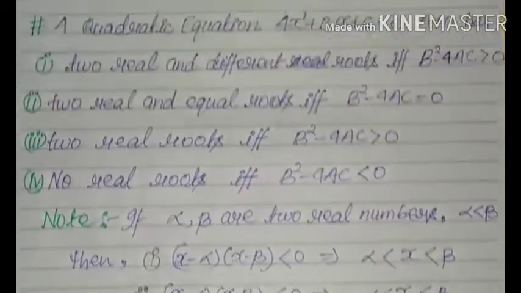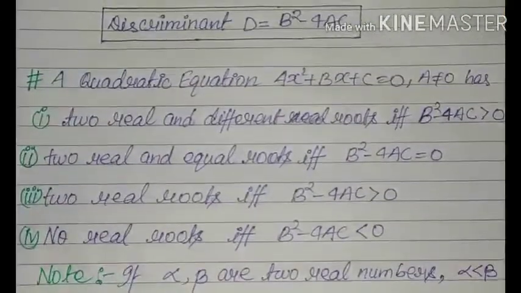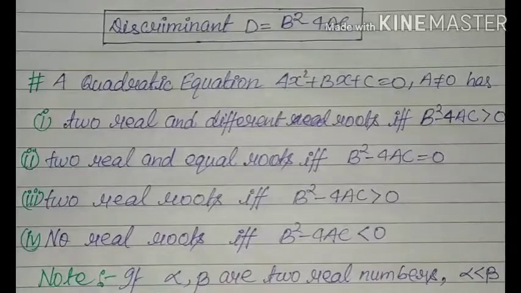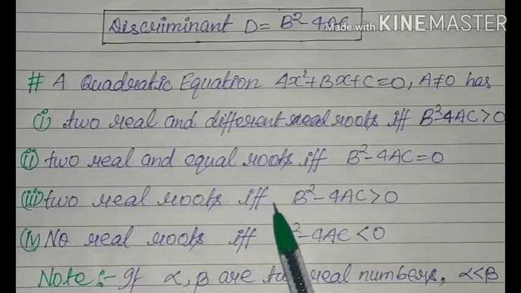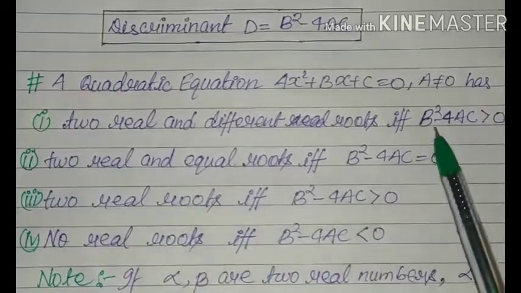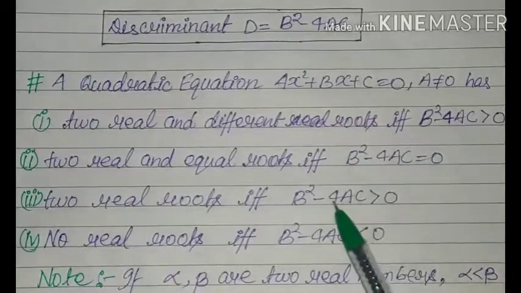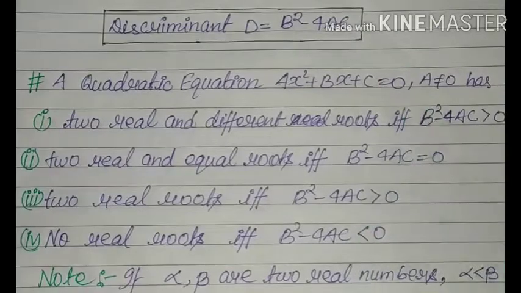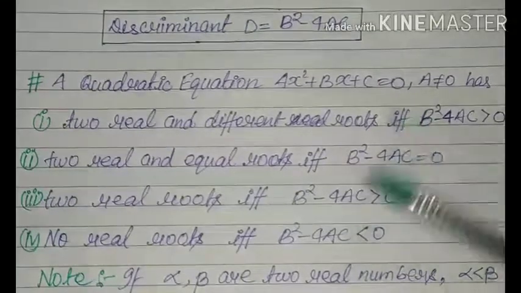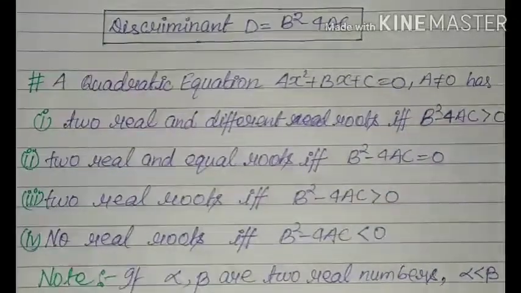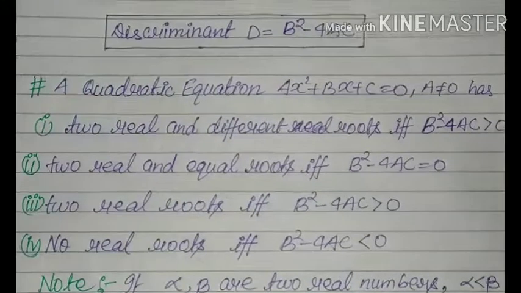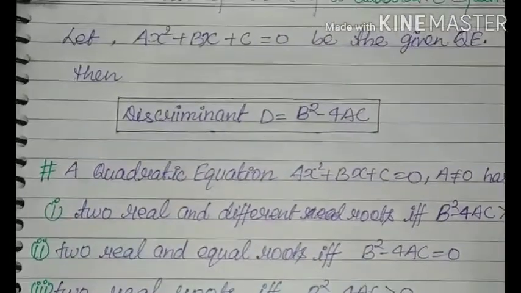And this you also have to memorize. This is the condition for the nature of roots. This tells us the nature of roots. This is the first rule, and this is the second, the third and the fourth. You have to memorize all these conditions. Okay, students, you have to pause this video and note it down in your fair notebook.